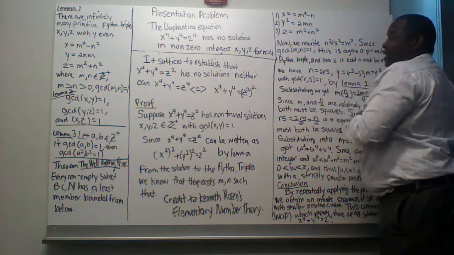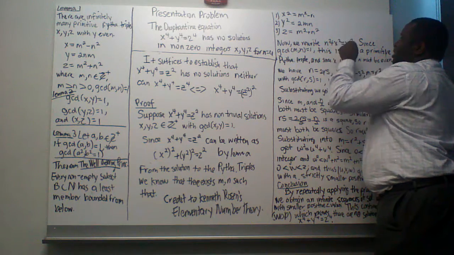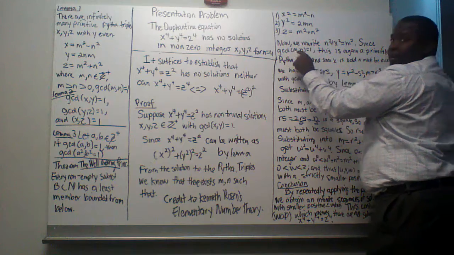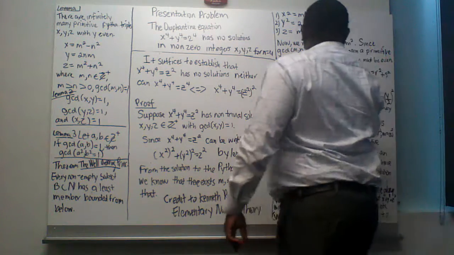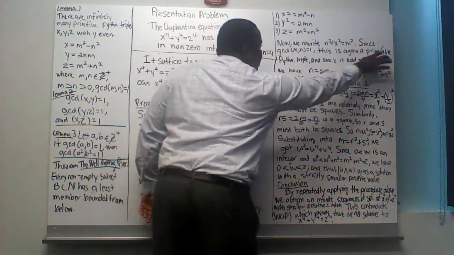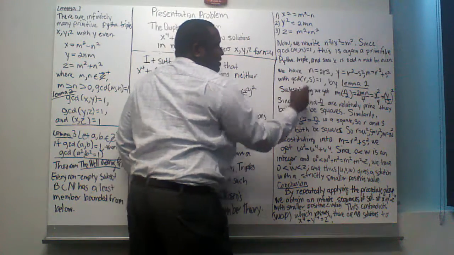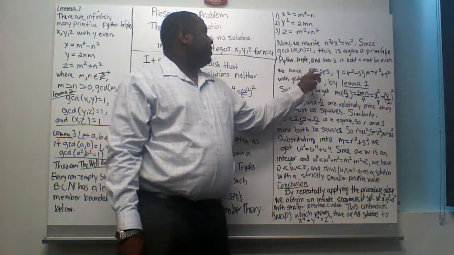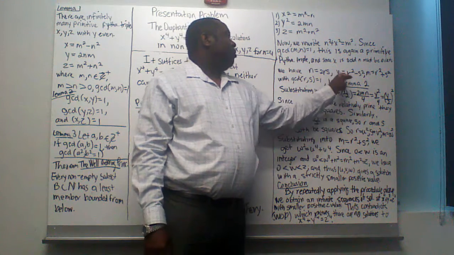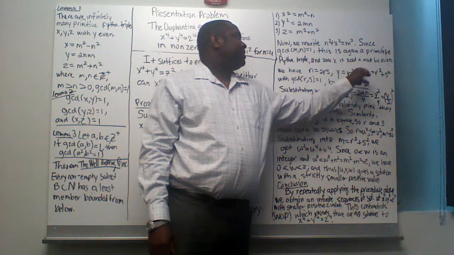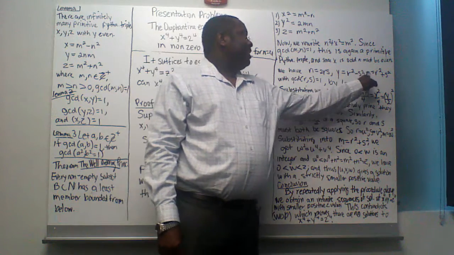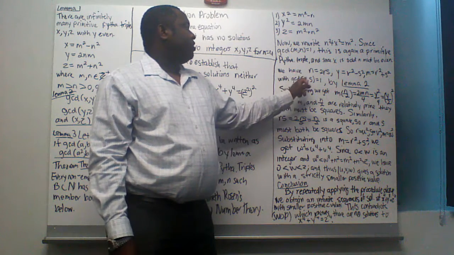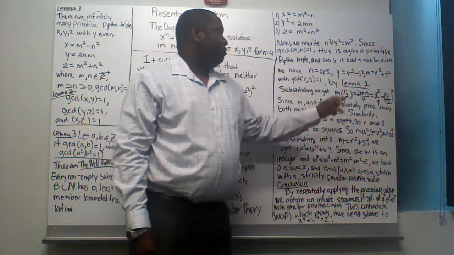Now we can rewrite n squared plus x squared is equal to m squared. Since the GCD of m, n is equal to 1, this is again a primitive Pythagorean triple, and since x is odd, n must be even. We have n equals 2rs, x equals r squared minus s squared. We have m equals r squared plus s squared, with the GCD of r and s equal to 1 by lemma 2.